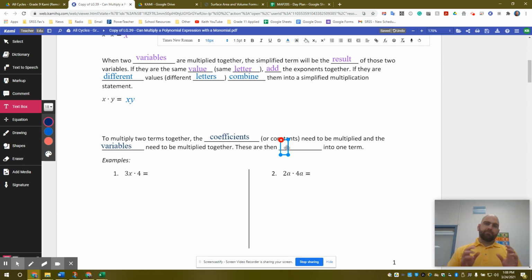Once we've done that between the two terms, we then combine them back into the same term. So these are then combined back into one term. Let's go through a bunch of examples.